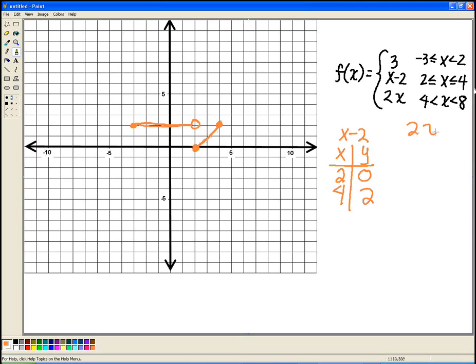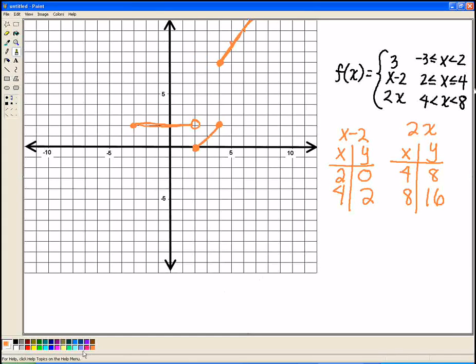And finally, if we look at the third piece, 2x, I can plug in some values here. At 4, it's 8, and at 8, it is 16. So at 4, it's 8, and it's going to go this way off the page. Now the purpose of graphing it is to determine if it's continuous.